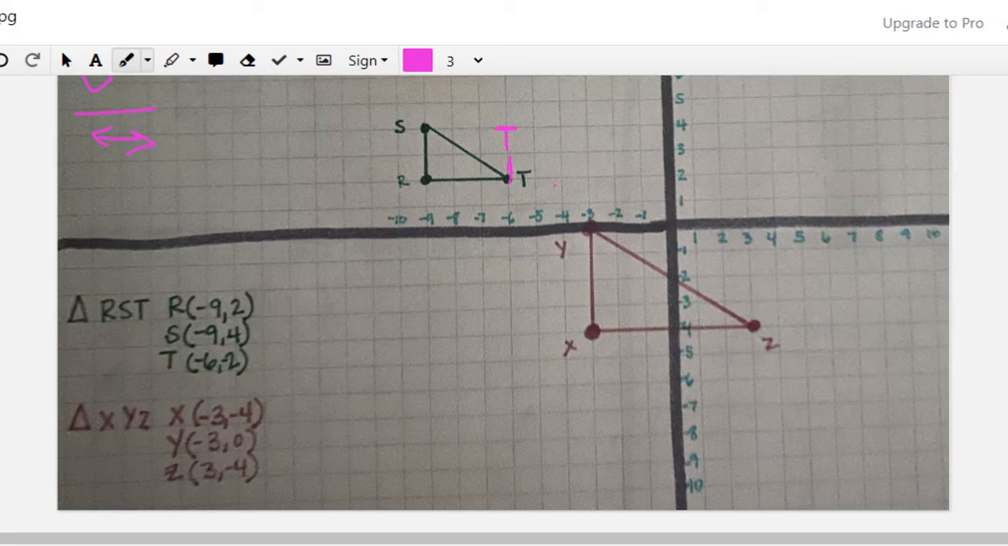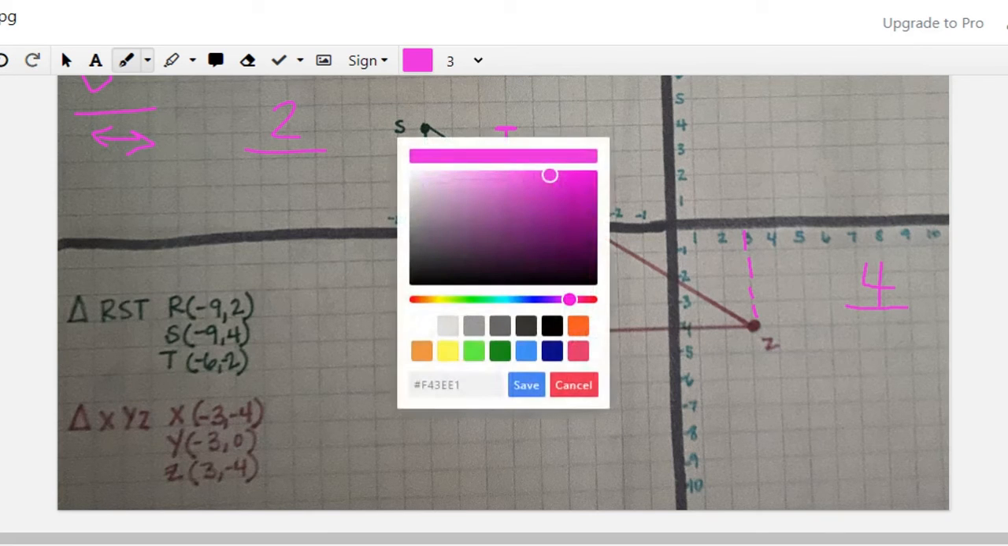All right. So for RST, it is 2. Okay. The rise is. So let me look at the rise, because remember, it's going to be from here to here. Okay. So the rise for XYZ is 1, 2, 3, 4. So it is 4 is the rise, and I'm going to change colors for my run.